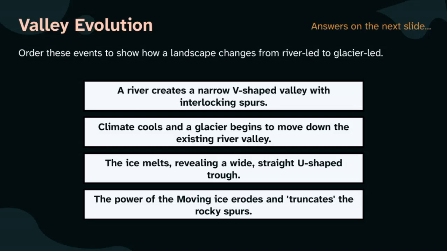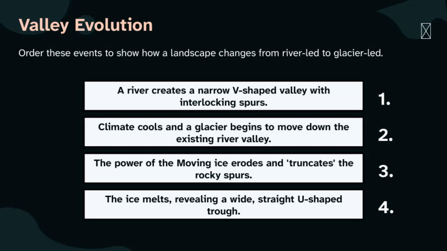Now let's put the valley formation process in order. The four events are: a river creates a narrow V-shaped valley with interlocking spurs. Climate cools and a glacier begins to move down the existing river valley. The ice melts, revealing a wide, straight U-shaped trough. The power of the moving ice erodes and truncates the rocky spurs. Your task is to order these events from first to last. Take 1 minute. Think logically. River first, then ice, then erosion, then the landform left behind.